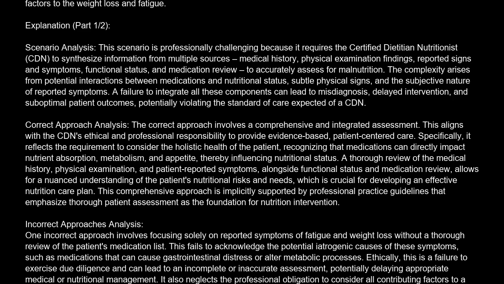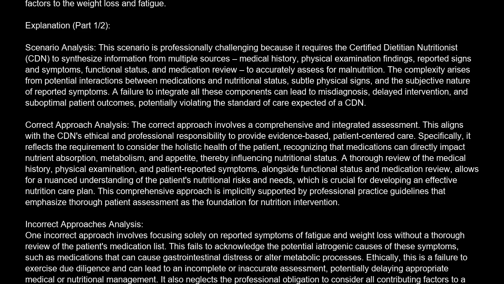Specifically, it reflects the requirement to consider the holistic health of the patient, recognizing that medications can directly impact nutrient absorption, metabolism, and appetite, thereby influencing nutritional status. A thorough review of the medical history, physical examination, and patient-reported symptoms, alongside functional status and medication review, allows for a nuanced understanding of the patient's nutritional risks and needs, which is crucial for developing an effective nutrition care plan.